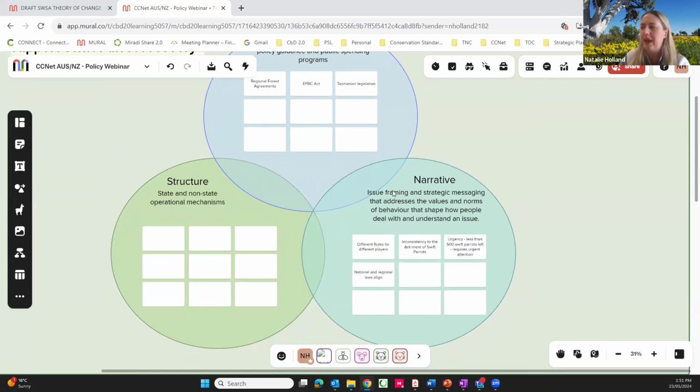Where do you think there might be opportunities to change this? Is it the changing of the regional forest agreements themselves? Is it changing of the EPBC Act? Is it changing of the narrative? It might be both, but where do you see potential opportunities for policy change in this space to achieve the outcome where the policy supports the conservation of the swift parrot rather than contributing to its decline, perhaps?